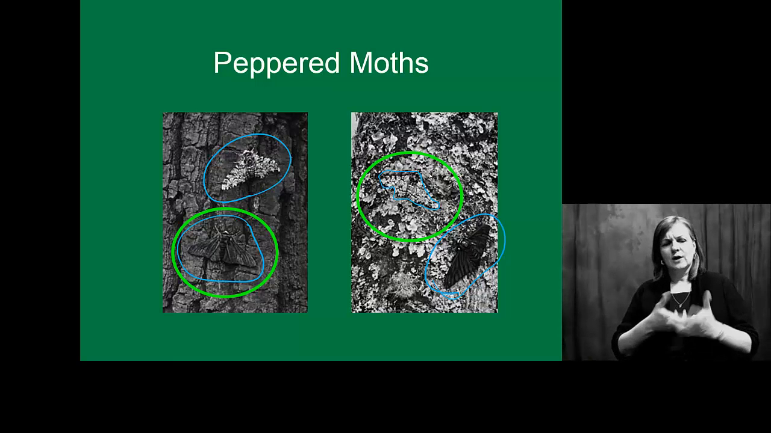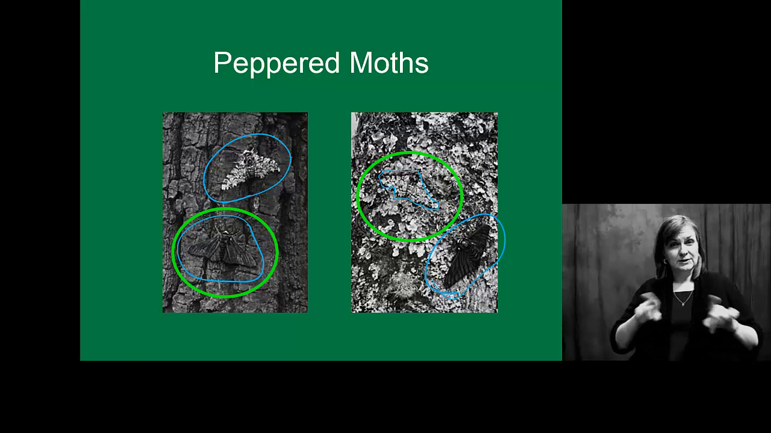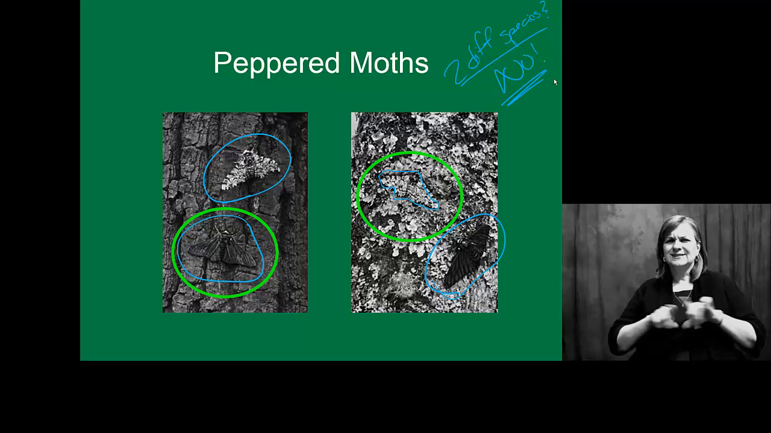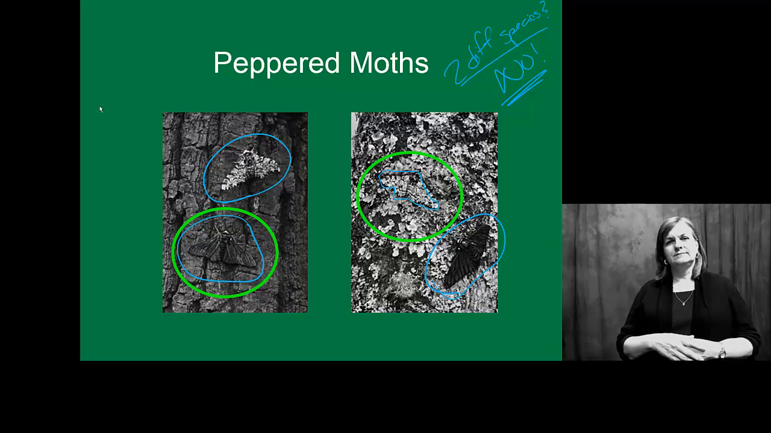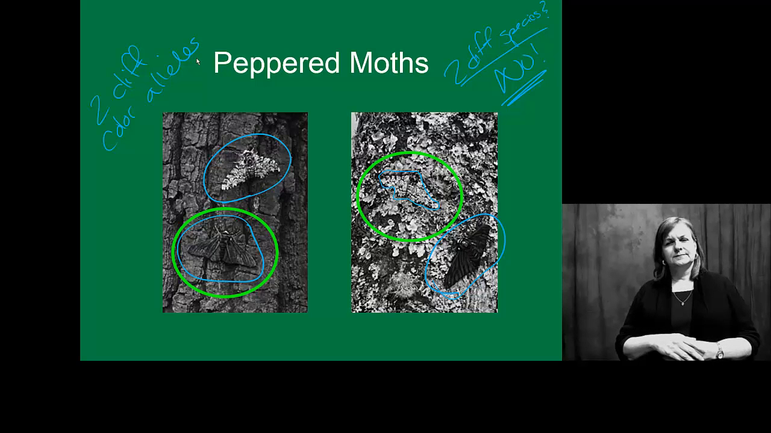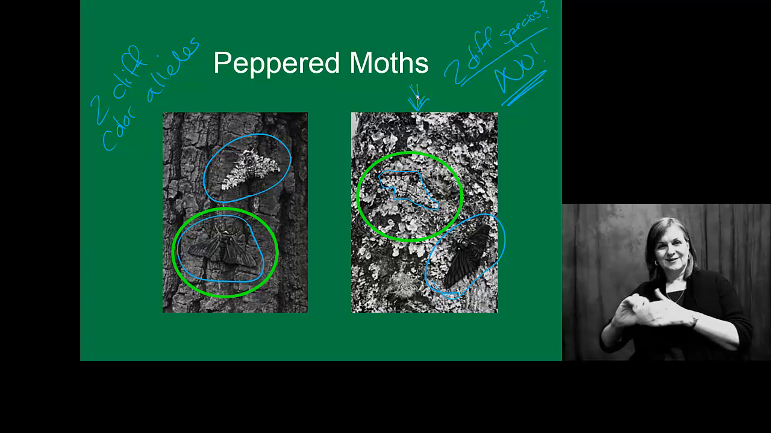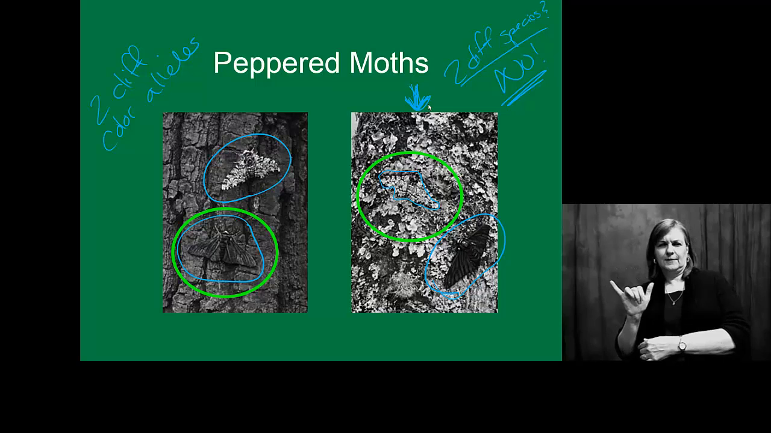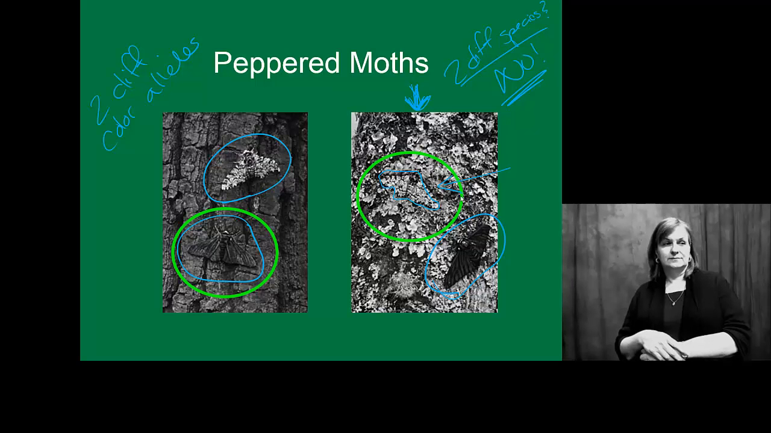What is it about these populations that would cause this kind of variation? Are these two different species? Nope. So what's going on? They are two different color alleles. Why would this develop? Well, it's developed because this on the right side is the original condition of the trees. So what do you think the original moth looked like? Right, this guy.